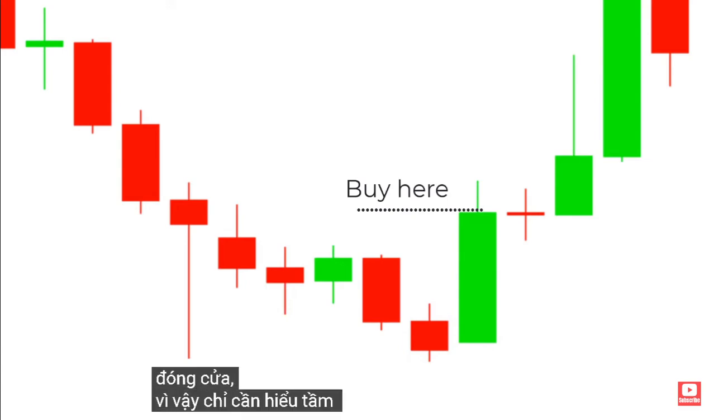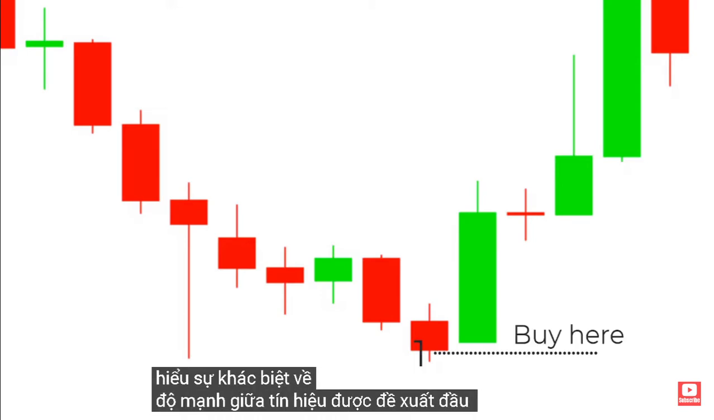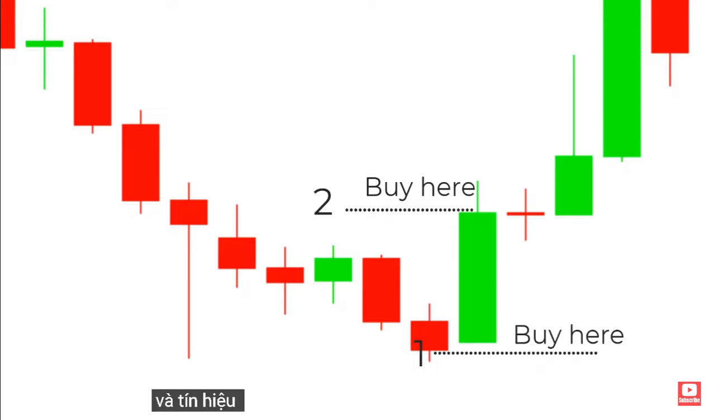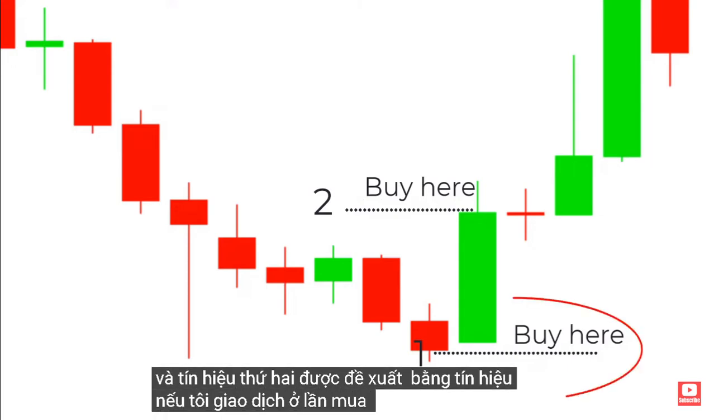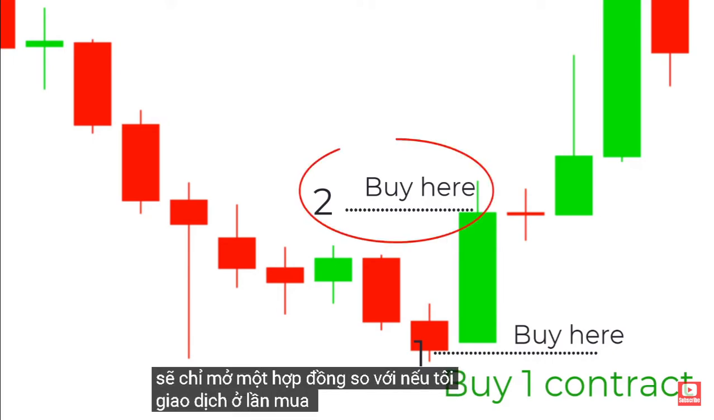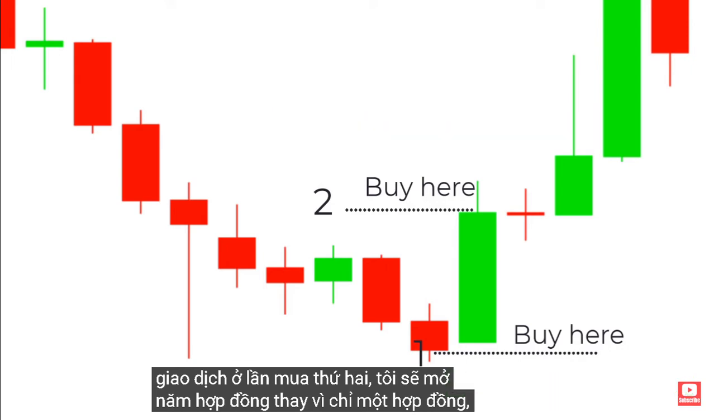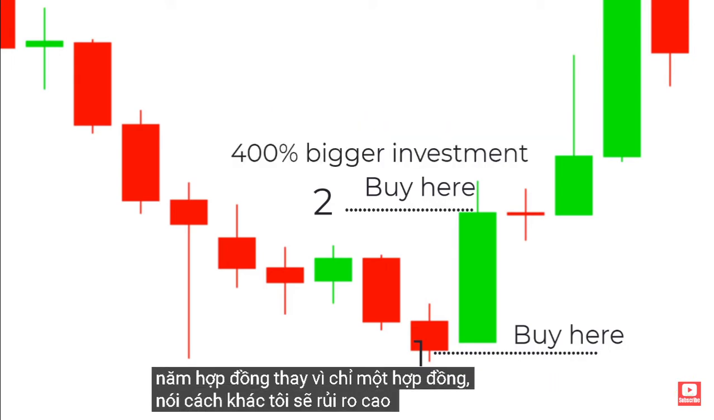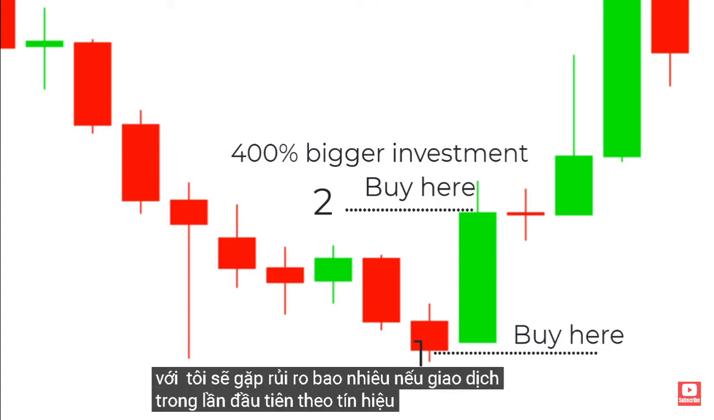So just to outline the importance of understanding the difference in strength between the first suggested buy signal and the second suggested buy signal. If I was to trade on the first buy, I would open only one contract, versus if I trade on the second buy, I would open 5 contracts instead of just one. In other words, I would risk 400% more on the second buy signal, compared to how much I would risk if I trade on the first buy signal.